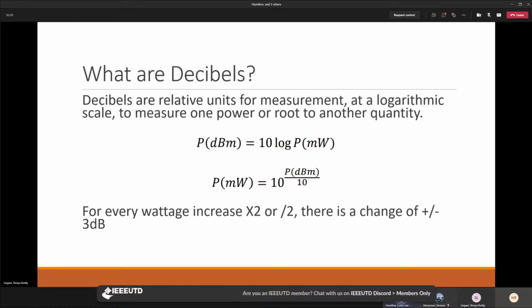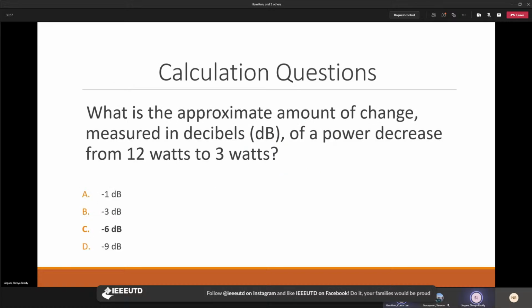So I have two equations here that you can use. You can plug them into your calculator and you'll get the right answer 100% of the time. You have one in milliwatts and one in decibels, dBm rather. You can do either of those, that's totally fine. If we go back to the previous slide, we start with 12 watts and go down to 3 watts. So we divide those numbers, 12 divided by 3, which is 4.